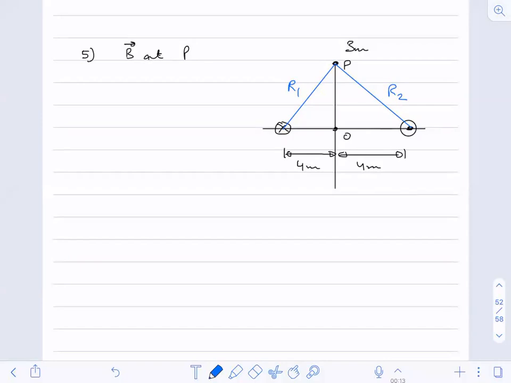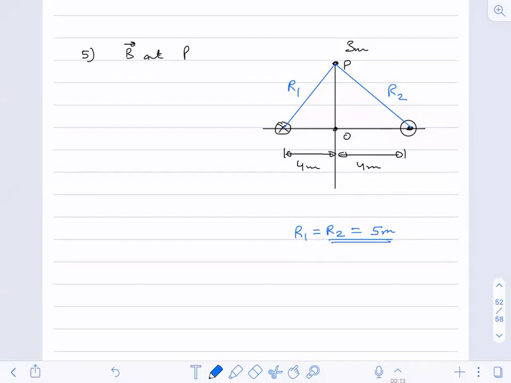Can you calculate R1 and R2? Just see here. This distance is 4 meters, and this distance is 3 meters. So the lengths R1 and R2 will be equal. R1 will be equal to R2, and this length will be equal to how much? 5 meters. Under root 3 square plus 4 square, this will be under root 25. So under root 25 is 5. Okay. So 5 meters is the length.